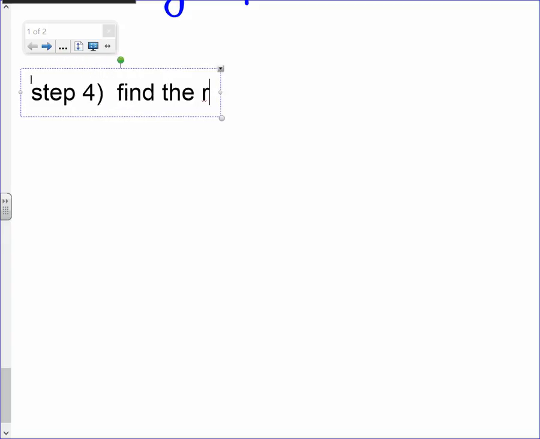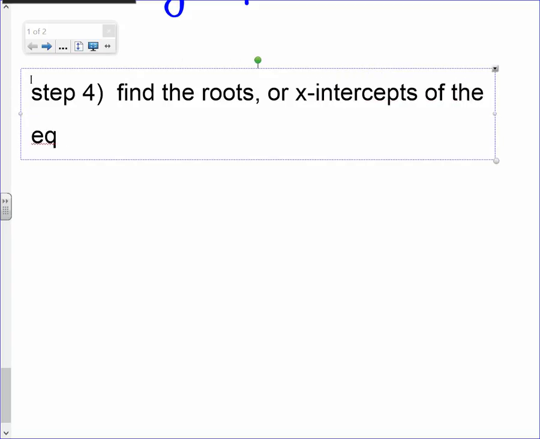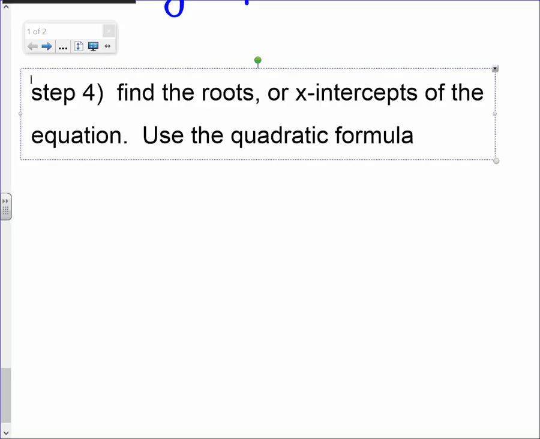Find the roots or x-intercepts, they mean the same thing, of the equation. Use the quadratic formula.